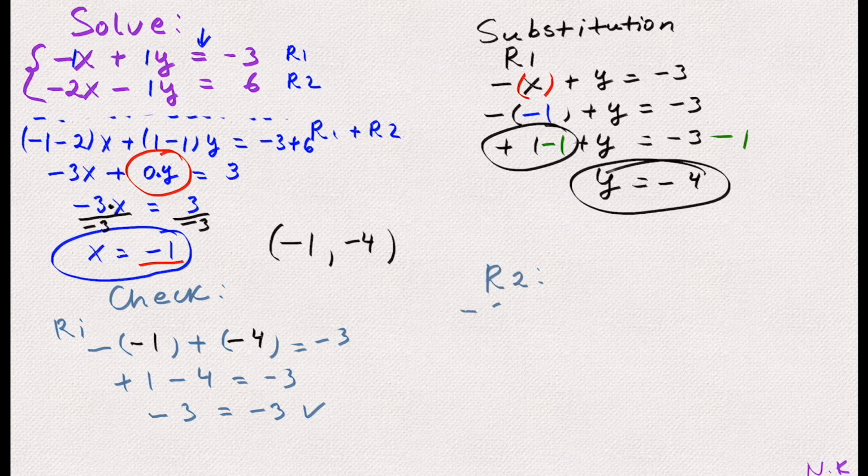Let's check row 2. We had 2x minus y equal to 6. We found x is equal to negative 1, y is equal to negative 4.